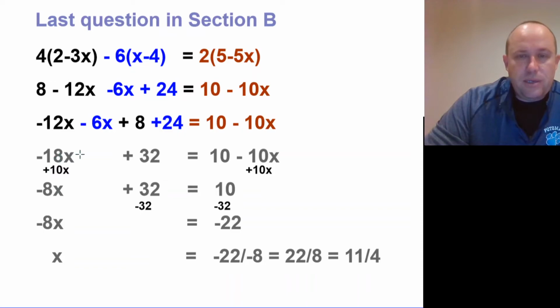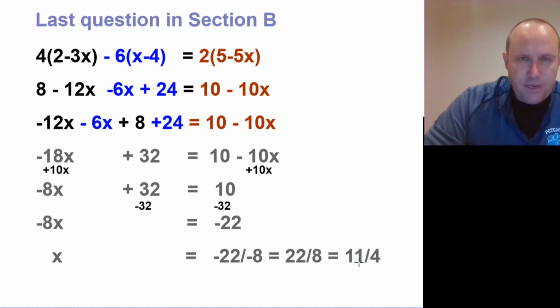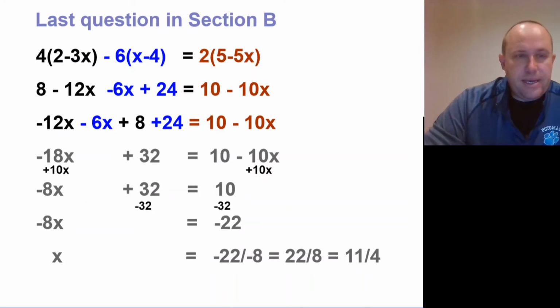From here, we can start doing opposites, so move my x's to the left. Instead of subtracting 10x, I can add 10x. Once I have my x's by themselves, bring your numbers to the other side. And then last step is always to divide. Two negatives are going to make a positive, and then just see if that fraction simplifies. And try and avoid 2.75 if you can for the decimals. We want to leave it in fractions when we get to our unit later on slope.